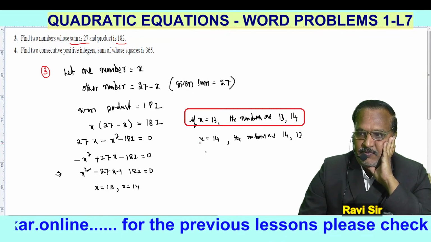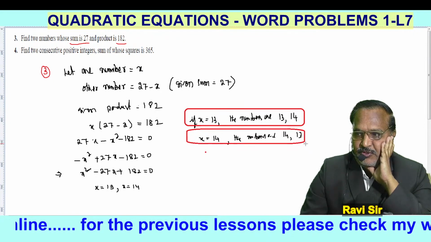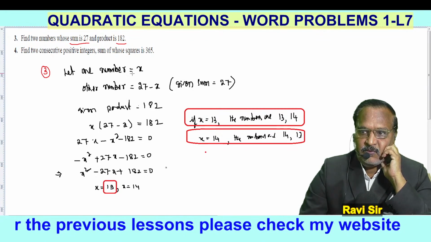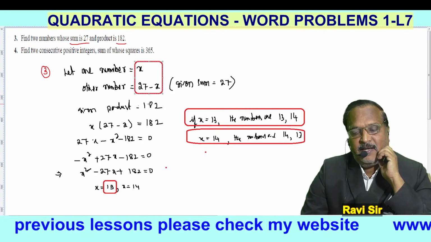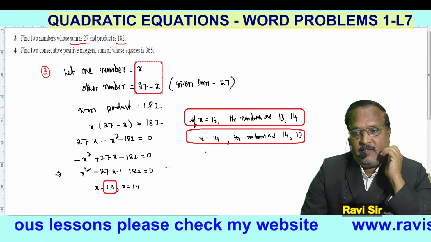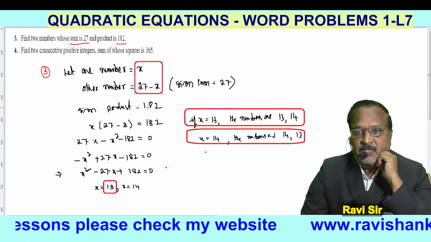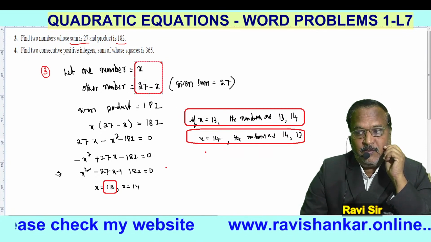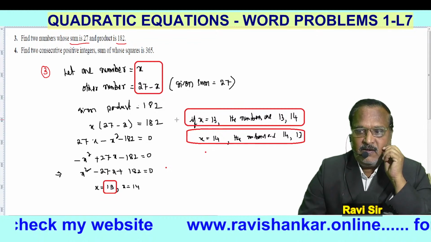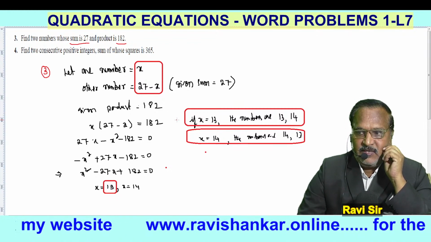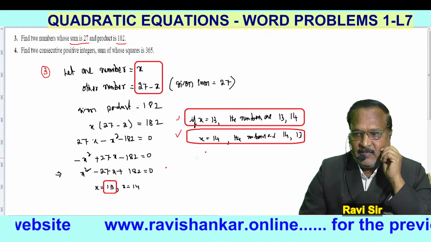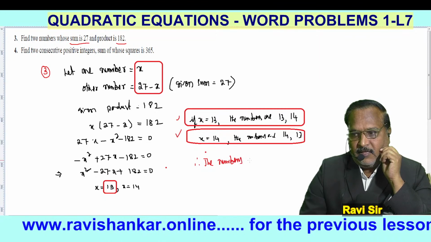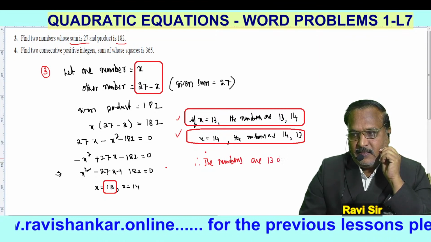Sometimes you may be getting different answers in some situations, right? For every value of x, you have to find the numbers. Here in this question, both are coming correct, right? In some situations you may be getting different answers, so that is why you always check it out like this and write the right answer finally. Therefore the numbers are 13 and 14.